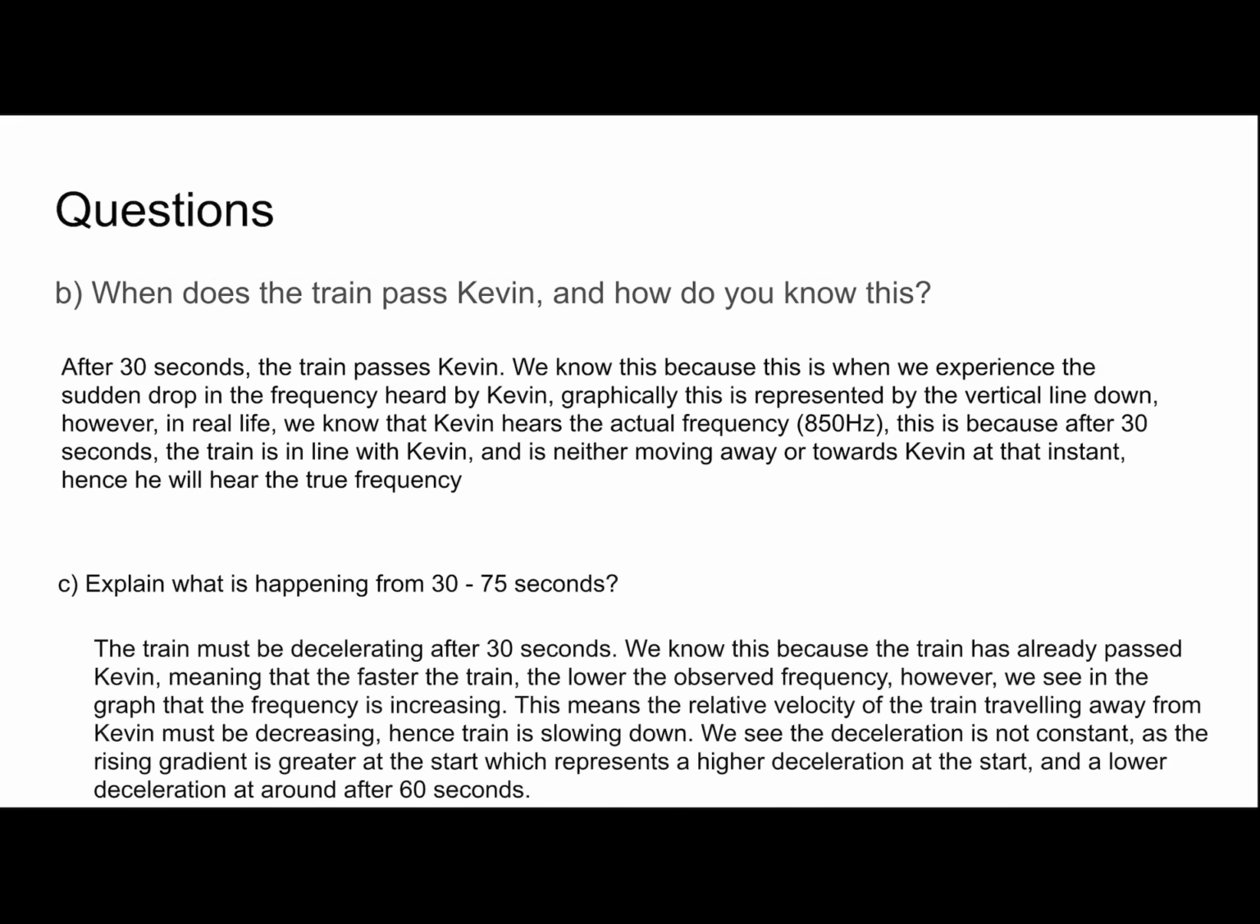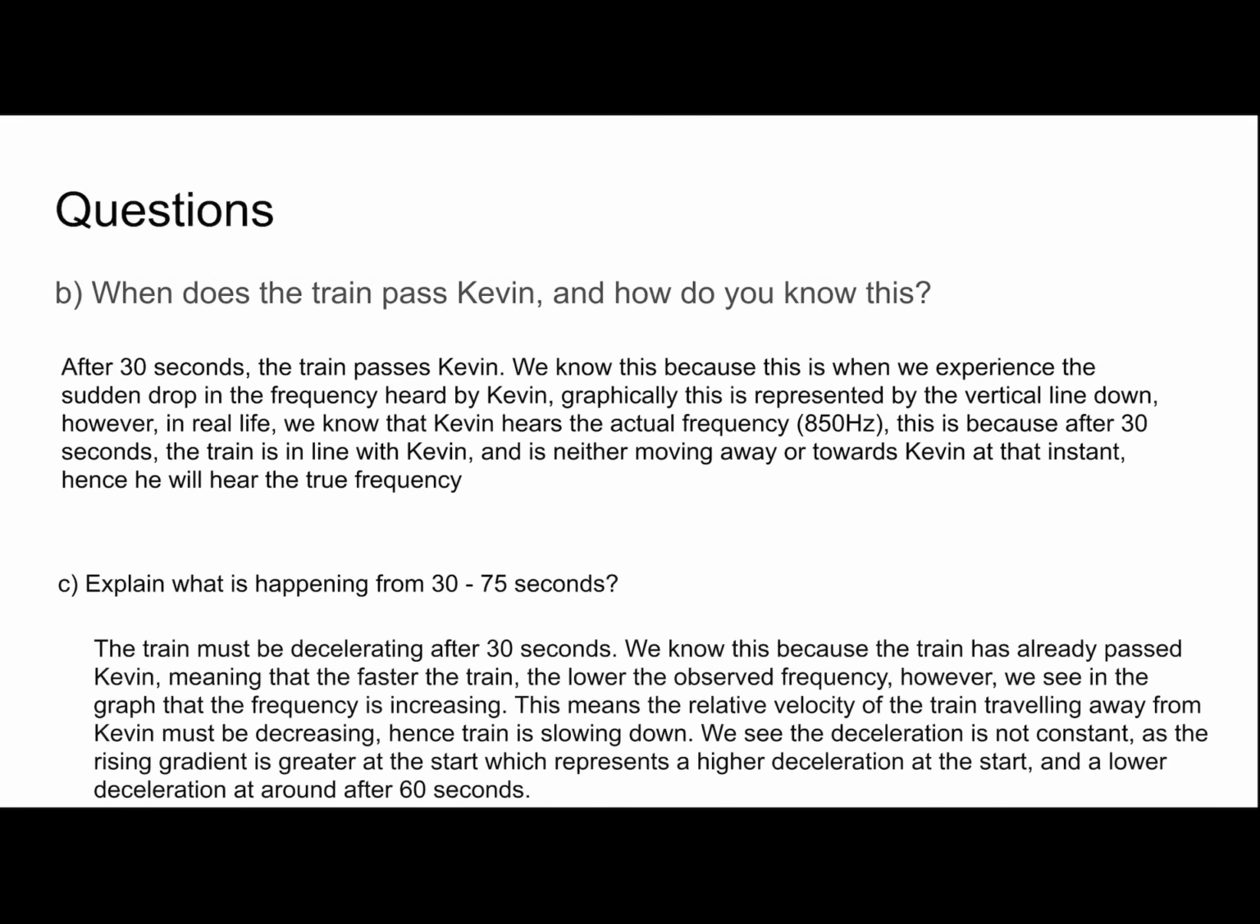Because we know that the train is now moving away from Kevin, the observed frequency is less than the actual frequency, determined by the speed of the train. So the faster the train is moving away from Kevin, the lower the frequency will be. Because the frequency starts to increase, the speed of the train must be decreasing over time, because the observed frequency is increasing. So we know that the speed of the train is decreasing, that means it must be decelerating.